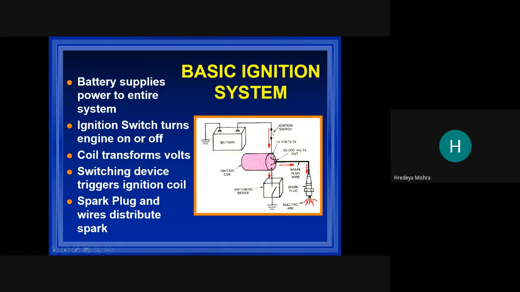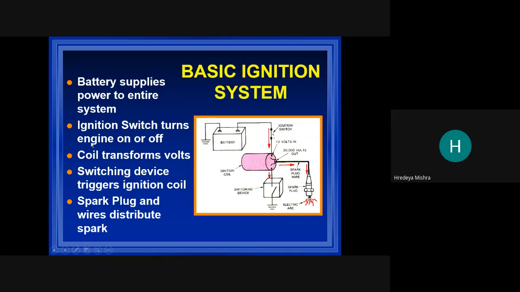Okay. So here 12 volt is input. See here, 30,000 volt is output. Means for the sparking, 30,000 volt is required. This is our spark wire and this is our spark plug. So here the spark, an electric arc, is produced. This is a fire, means ignition. By this, ignition starts in the piston cylinder assembly. Okay.